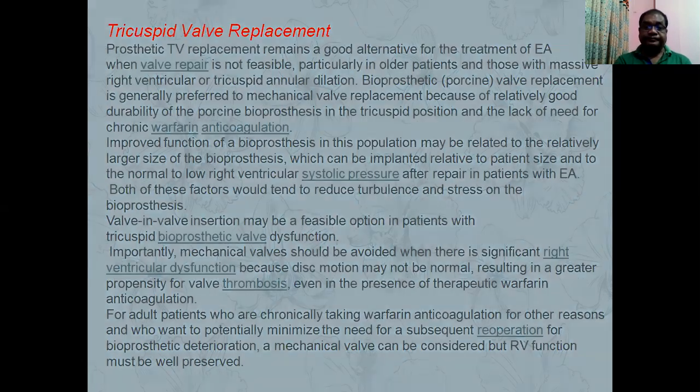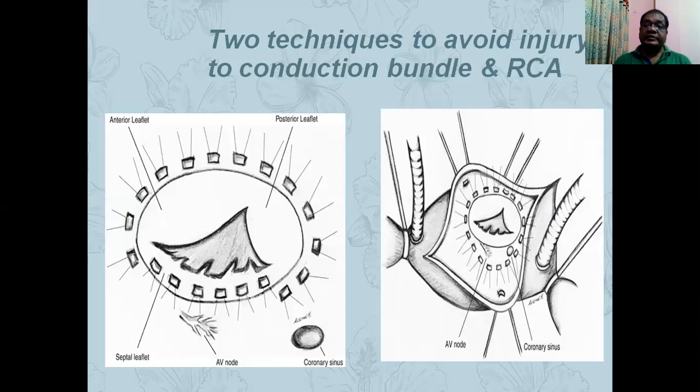So there are two techniques to avoid injury to the conduction bundle and the RCA. Here, at the level of the triangle of Koch, there is a chance of injury to the AV node and bundle of His. So in that case, the sutures may be placed a little bit towards the ventricular side of the annulus in the septal area, so that it doesn't injure the AV node or bundle of His. And the rest of the stitches can be placed on the atrial side of the annulus, so that can protect the AV bundle.